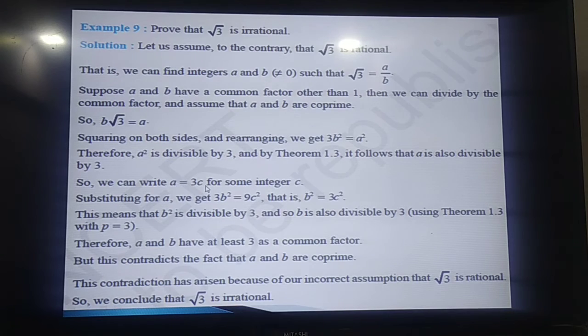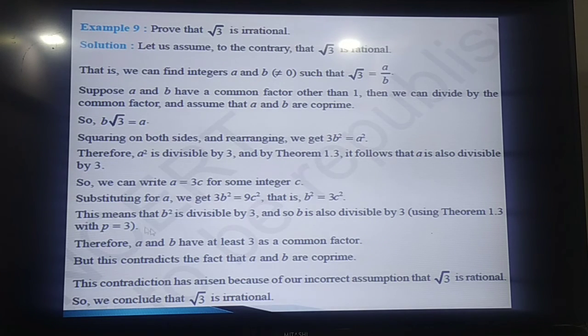A equal to a multiple of 3 means a equal to 3c, where c is another integer. If you replace a by 3c here, then (3c) whole square becomes 9c square, and it is equal to 3b square. If you simplify, then b square becomes 3c square. It means that b square is divisible by 3, so b is divisible by 3. It means that b has at least one factor 3.